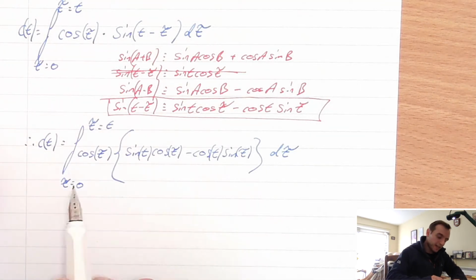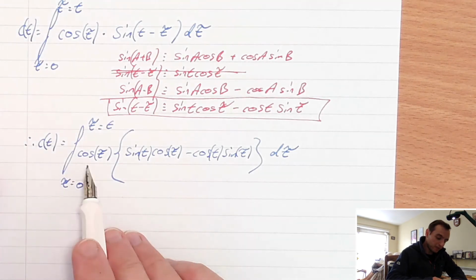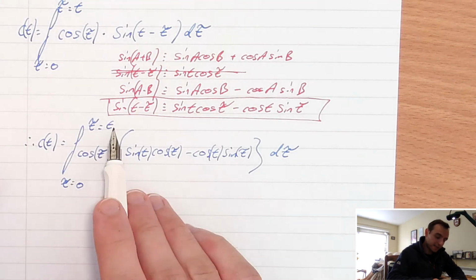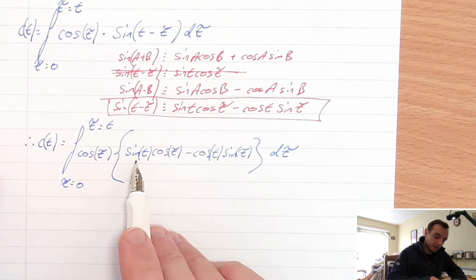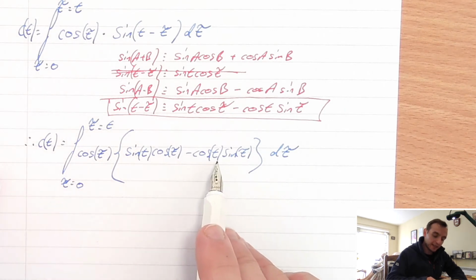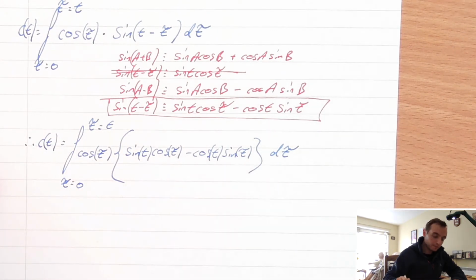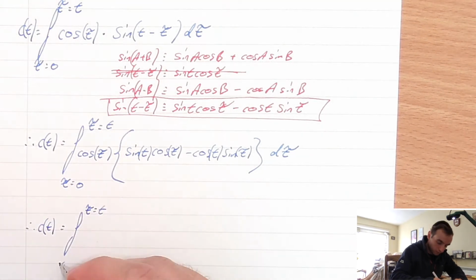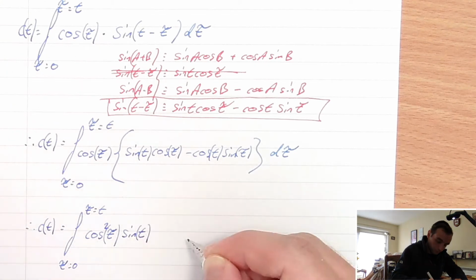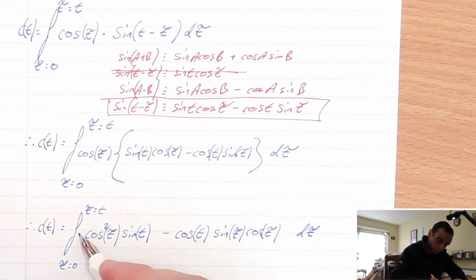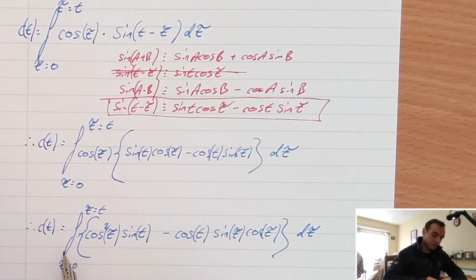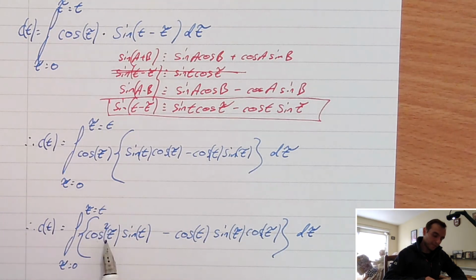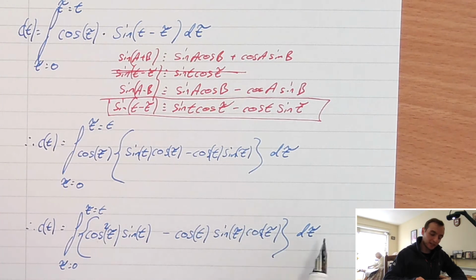Okay, so now we have the integral of the convolution function between tau equals 0 and tau equals t of cosine tau times sine t cosine tau minus cosine t sine tau, d tau. Next, let's expand the brackets. So we now have the convolution function, with tau from 0 to t, of cosine squared tau sine t minus cosine t sine tau cosine tau, d tau.